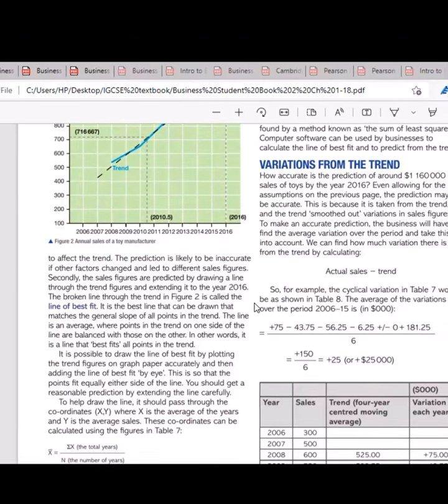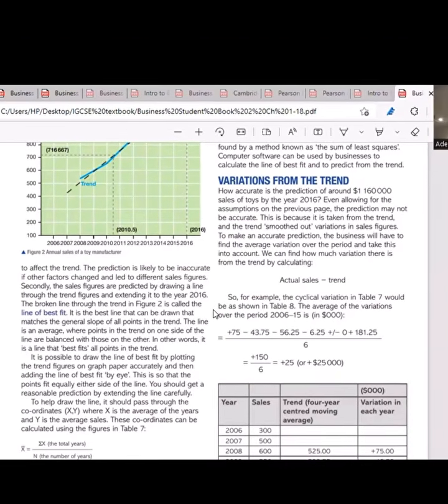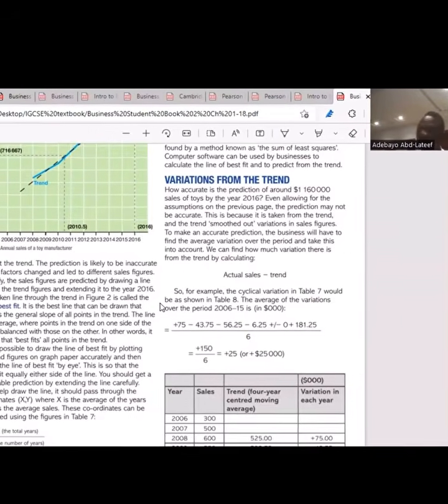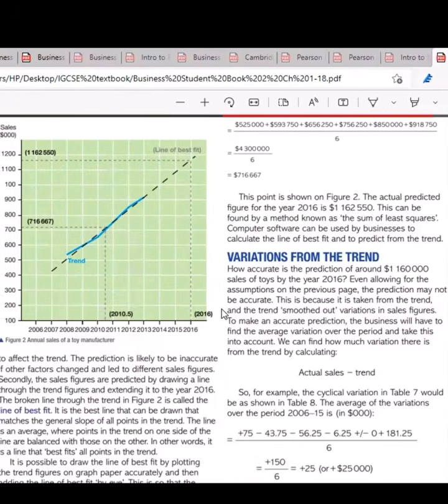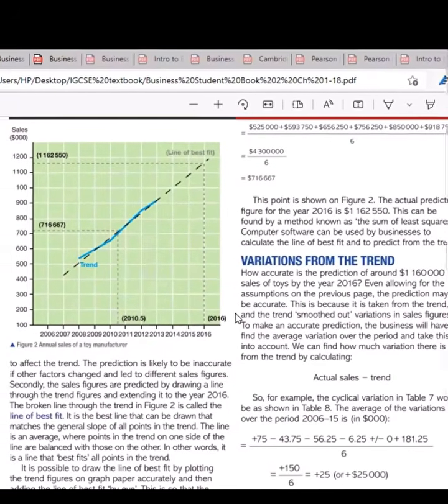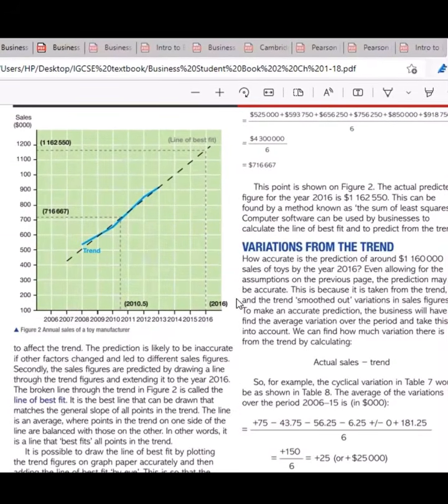We need to get the average of the years and the average of the sales to get our line of best fit. Look at the line of best fit here. We have the sales on the horizontal side. We have the number of years on the vertical side. Okay, so how do you get the line of best fit?